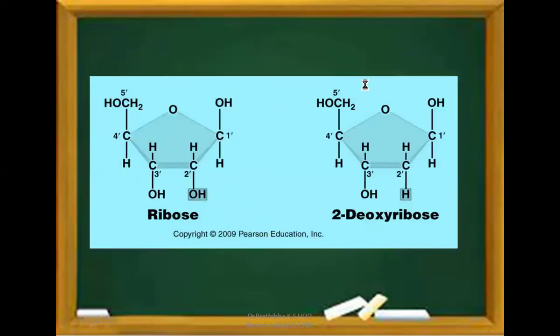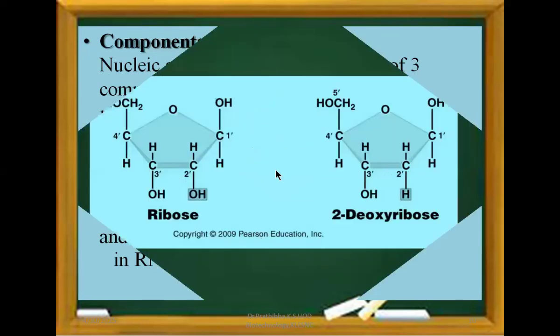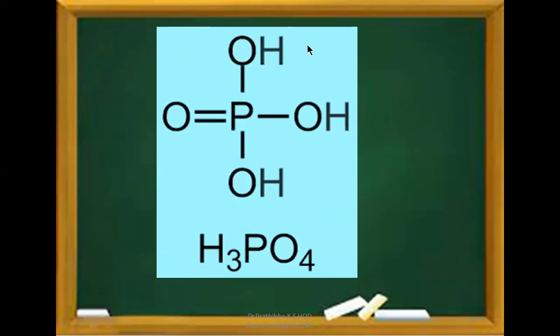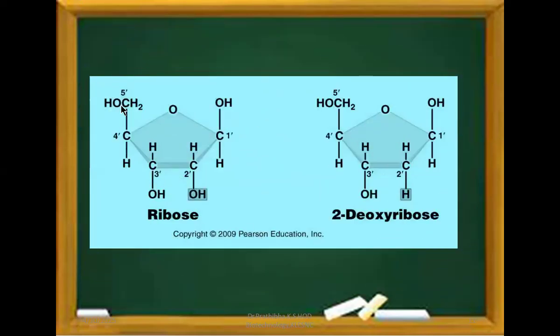So what are the components of nucleic acids? Pentose sugar, nitrogenous base, phosphoric acid. This phosphoric acid plays a very important role in the formation of the phosphodiester bond. This phosphate molecule will attach at the 5th carbon atom of the ribose sugar. That's why we say 5' phosphate. At the 5th carbon atom of the ribose sugar, or maybe a deoxyribose sugar, there will be an attachment of the phosphate molecule.